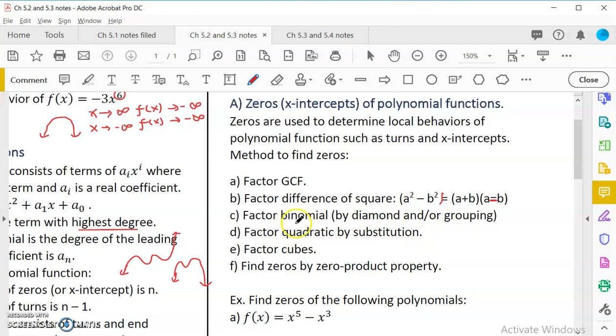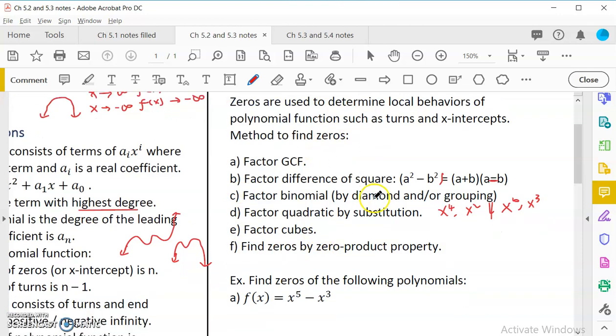And if it is a binomial but you have a quadratic form, meaning if you have terms of x to the 4 and x squared, they are squares of each other, you can use substitution to factor. Or if you have x to the 6 and x cubed, these two terms are also squares of each other, you can also use substitution to factor. Of course, you can factor cubes. A cubed minus b cubed can be factored. A cubed plus b cubed can be factored. And after you factor everything, you can find the zeros by the zero product property or the quadratic formula.